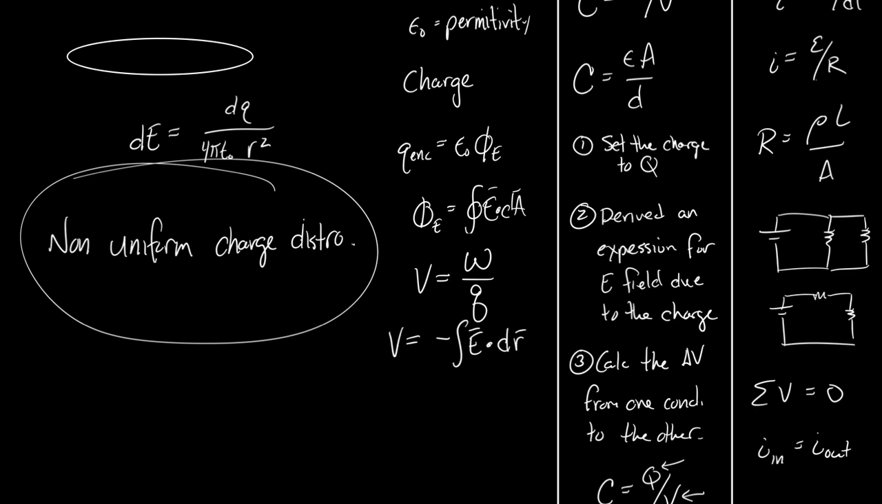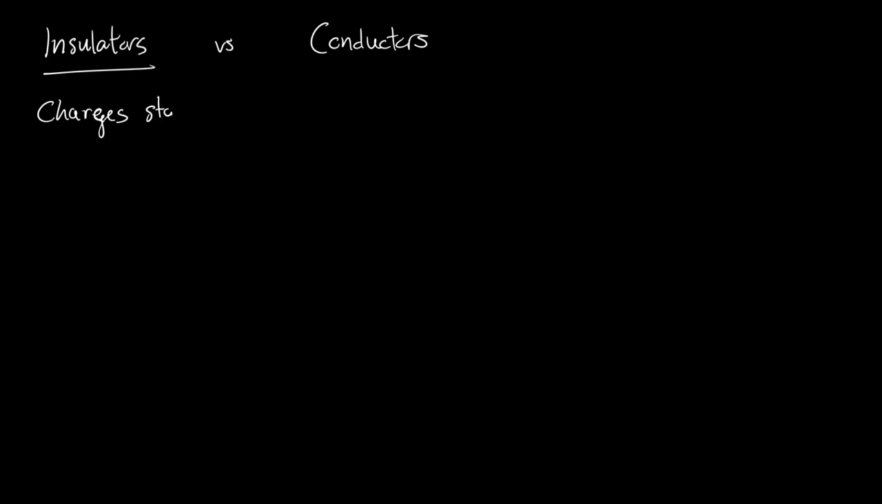Now, I know when we talk about insulators versus conductors, what's the biggest difference between them? What's that? Partially where the charge is stored. In an insulator, charges stay where placed. If you have a distribution of charges in an insulator, that charge distribution stays there. The charges don't move around. That's not true for a conductor.